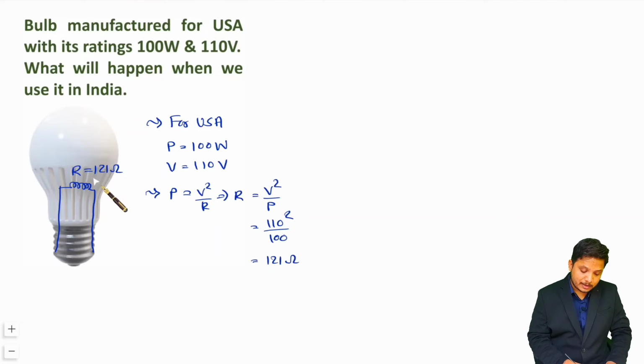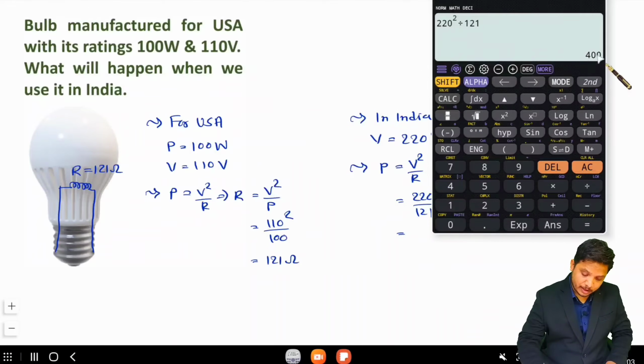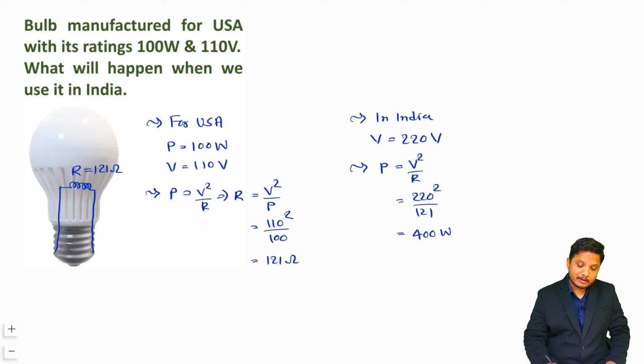Now if you use this same bulb in India, then as we know, in India the voltage rating is 220 volt. Now if you have 220 voltage rating, then the power delivered to the same bulb is V square by R. So that will be 220 square divided by resistance, that is 121. So we will be getting 400. So now 400 watt, that much power will get delivered to the same bulb in India.